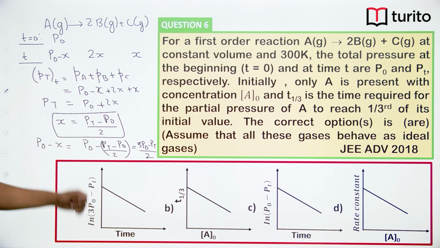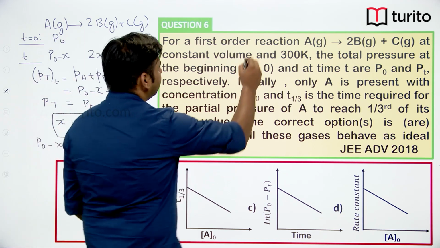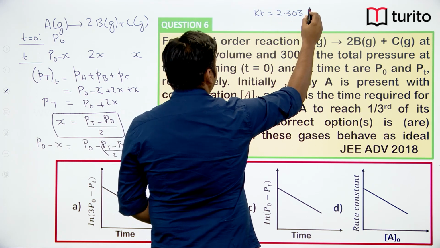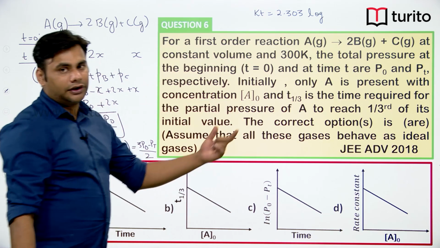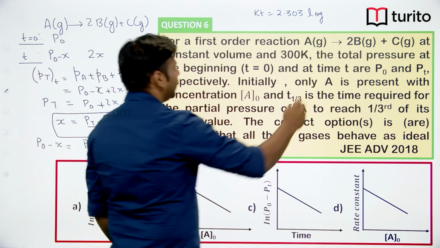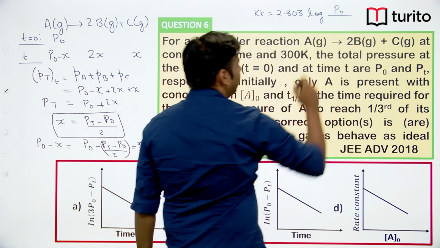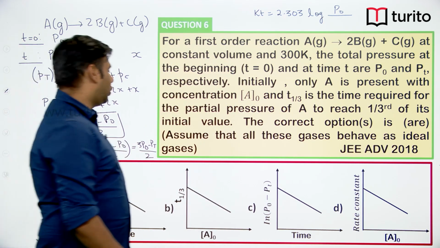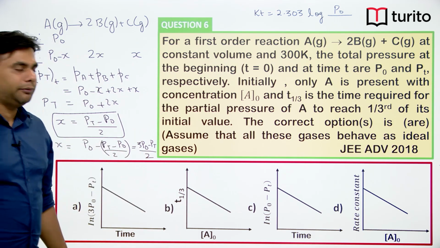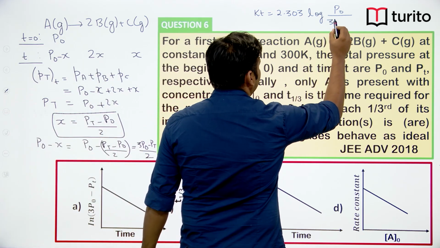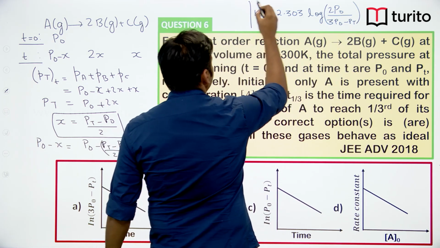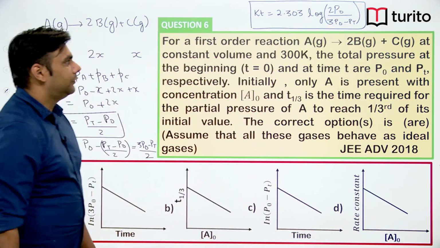Now we know that this is a first order reaction, so we can write the rate expression over here. This will be Kt equals 2.303 log of initial concentration. Initial concentration is proportional to the initial pressure, which is P naught, upon the final concentration. Final concentration is proportional to the final partial pressure of A, which is P naught minus X, which is also 3 P naught minus PT by 2. So I will keep 2 over here. This is the expression for this question.